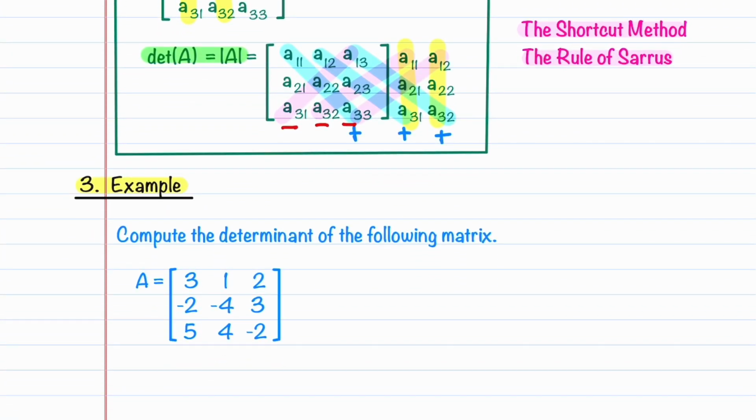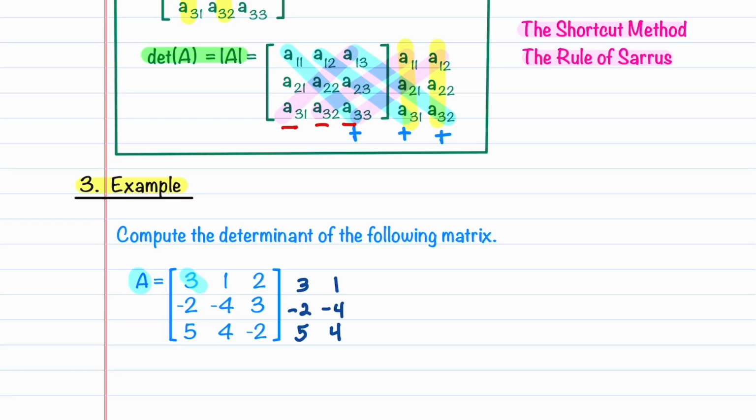Let's now walk through an example. We're going to compute the determinant of matrix A. The first thing that we're going to do is we're going to take the first column of our matrix, 3, minus 2, 5, and we're going to write it to the right. Then we're going to do the same thing with the second column. We're going to write it to the right. It's 1, minus 4, and 4.